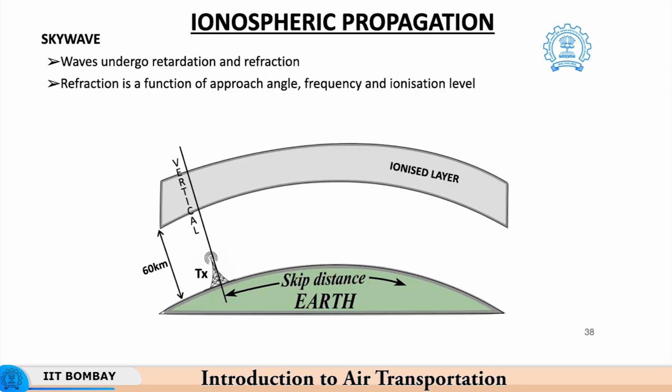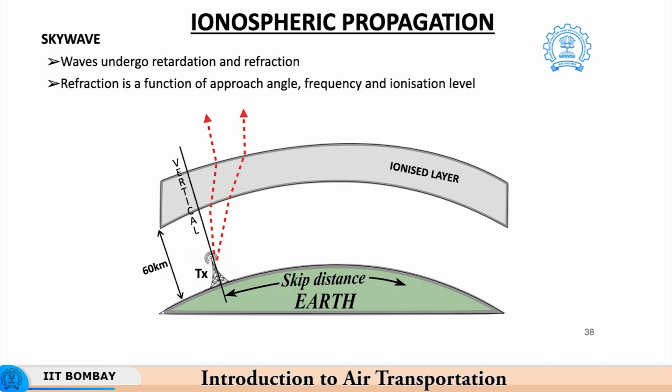This is our ionosphere. The ionosphere is a layer of atmosphere which extends from 60 kilometers to 100 kilometers above the earth, and this layer is associated with ionized gases, and hence the overall density associated with this layer is very high. So, whenever a ray is transmitted by the antenna, these waves undergo retardation and refraction.